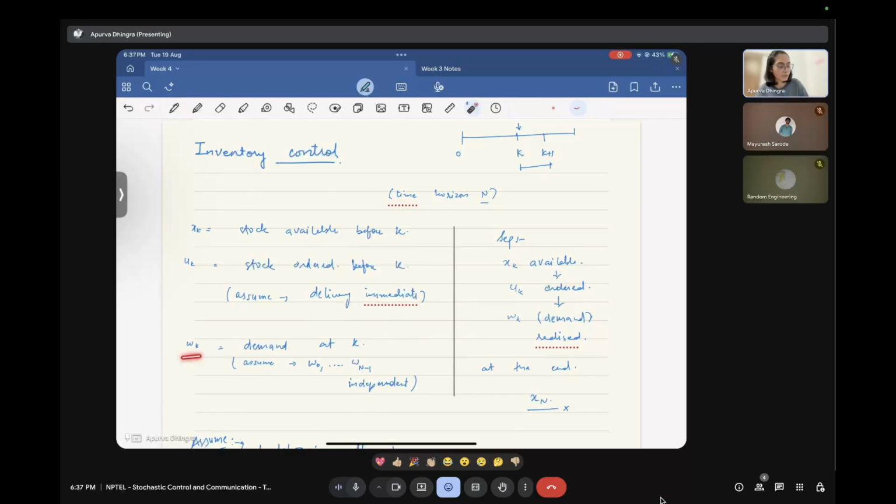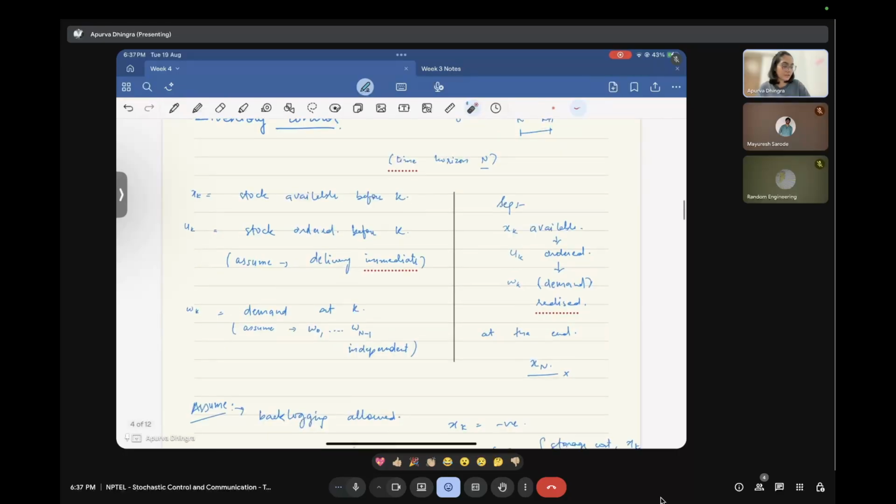And then WK, which is the demand at time K. Here, the assumption still holds. All of these W's are taken to be independent of each other. The sequence is first XK is available, then UK is ordered. XK is available means the value is realized, that it's known what is the number of stocks in the store at any given point of time.